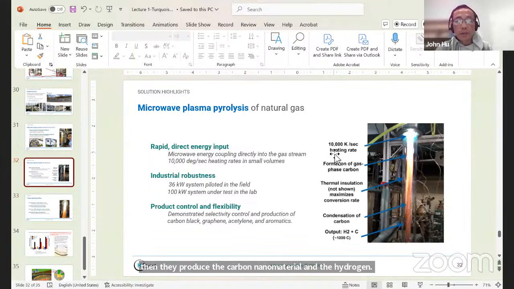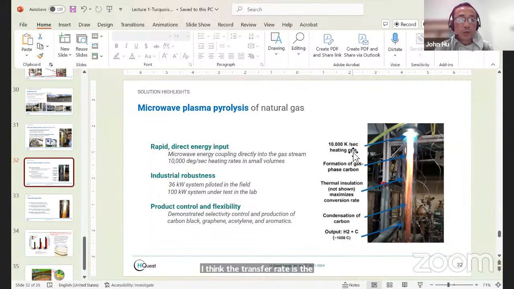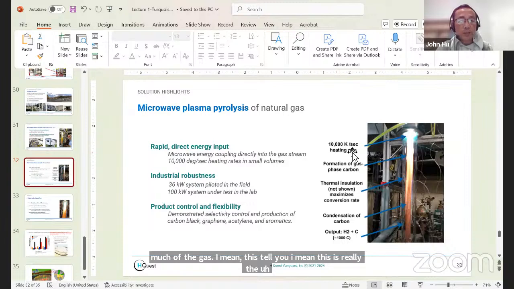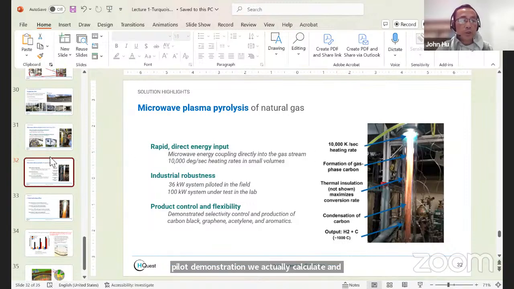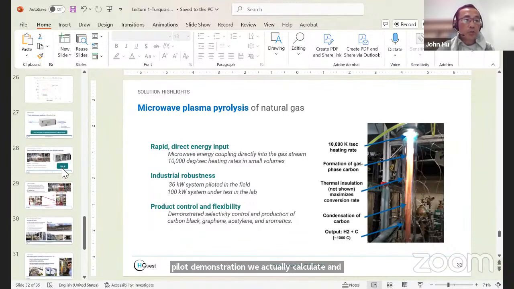So the heating rate. Remember the microwave. The heating rate is very high. I think the heat transfer rate is 10,000 Kelvin per second. This is the reason why, compared to conventional, microwave can handle so much gas. I mean, this is really the pilot demonstration. We actually calculate and also measure the heat transfer rate. How important is the heat transfer rate?